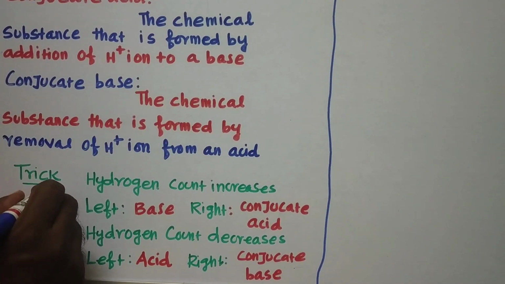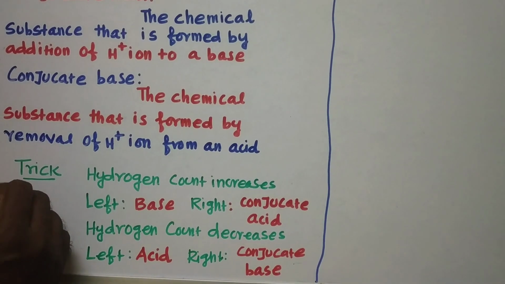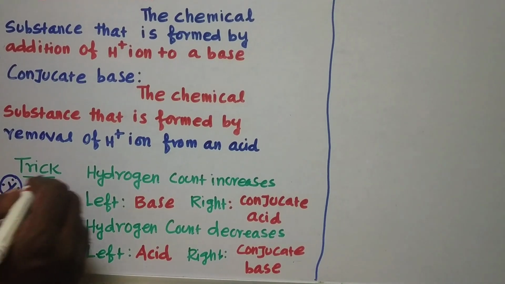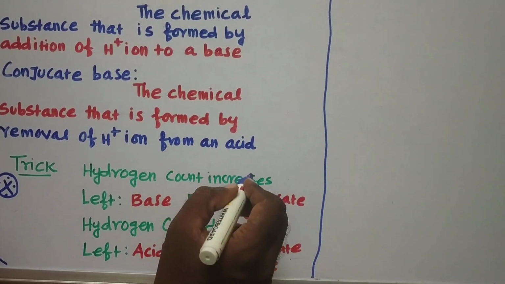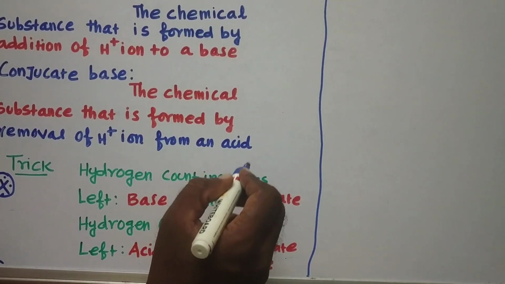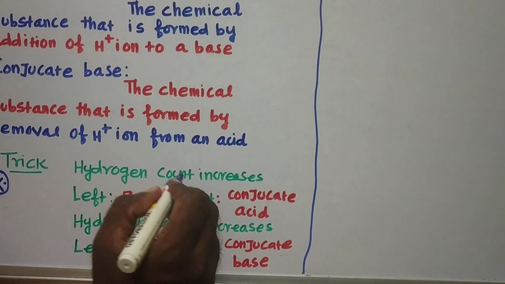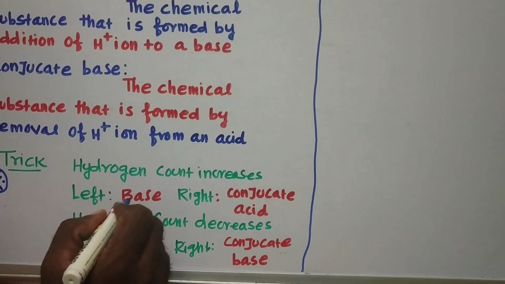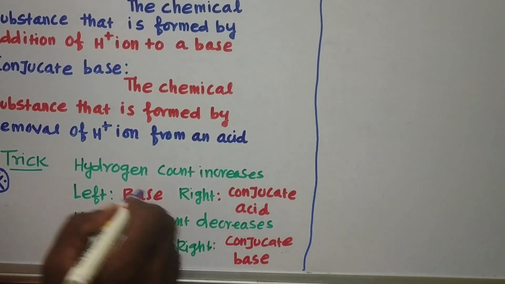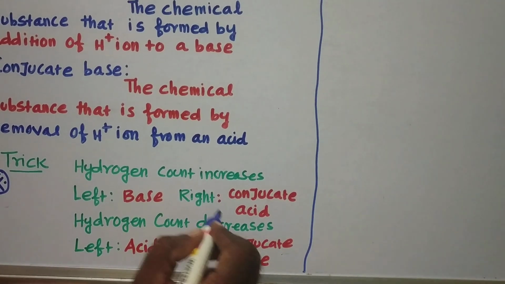Now we are going to see the trick. Okay, that is a very important trick. Okay students, if the hydrogen count increases for a substance, then the left side acts as a base and the right side acts as a conjugate acid. If the hydrogen count decreases, the left side acts as an acid and the right side acts as a conjugate base.